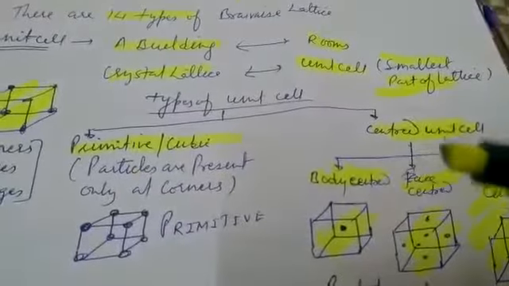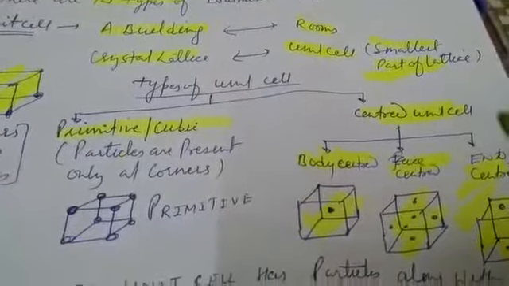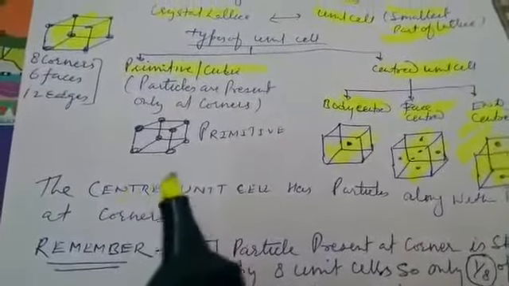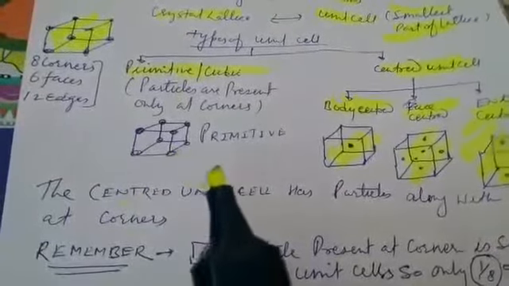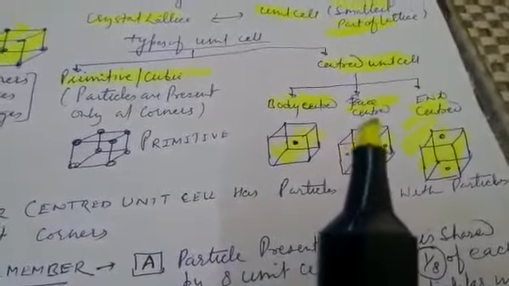Now you can define that there are 2 types of unit cells, primitive unit cell and centered unit cell. As I already discussed with you, each unit cell contains particles at the corners, but the centered unit cell contains particles other than at the corners also.